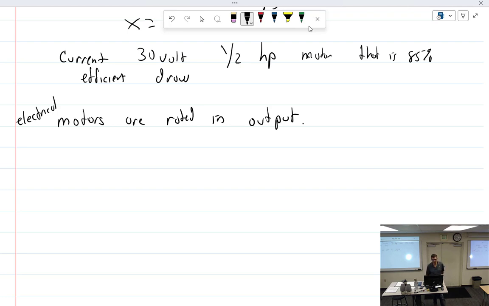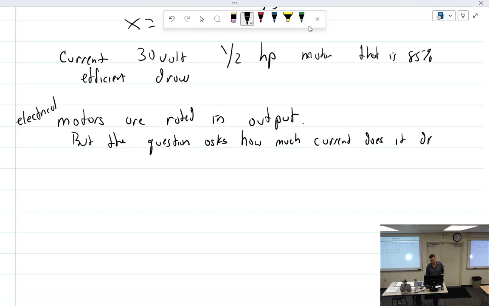But the question asks, how much current does it draw? That is input. Got it? It's asking what the input is. What is the output? Half horsepower is the output. Motors are always rated in output.